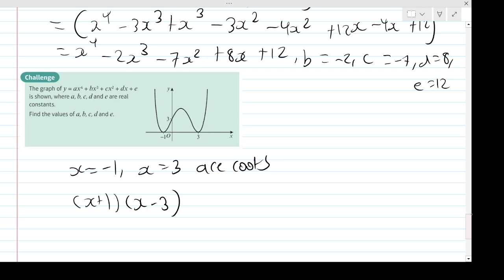Remember when they touch, it's a double repeated root, okay? So they're both going to be squared. There we are. And that will equal 0, okay? So therefore that would then give us an x to the 4, so we know we're good there. So that all makes sense.